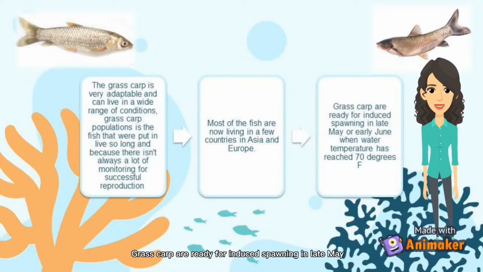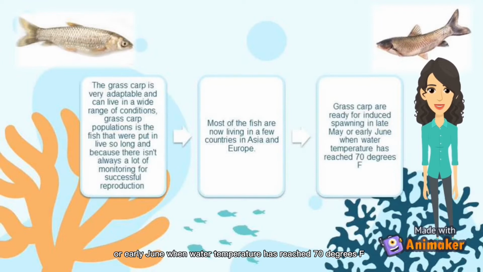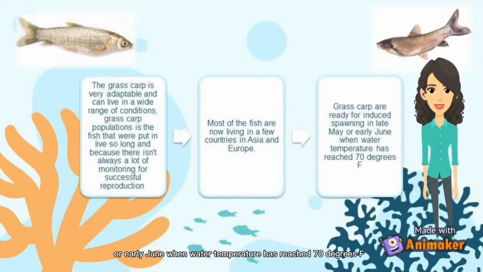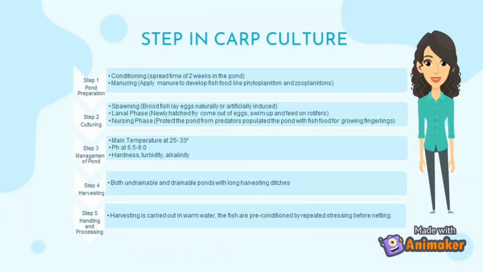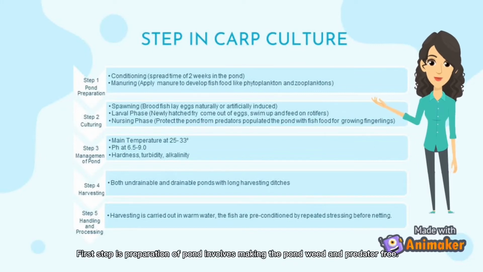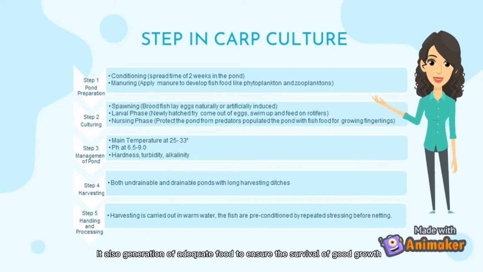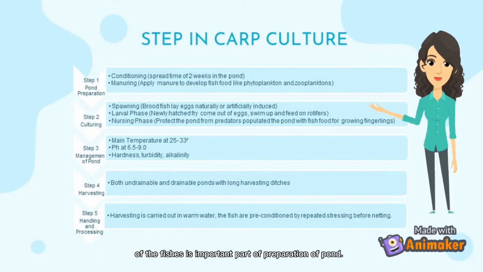The grass carp are ready to be introduced in spring, in late May and early June, when the water temperature has reached 70 degrees Fahrenheit. Next, picture 1 is about the production cycle of the grass carp. These are the steps of grass carp culture commonly used in Malaysia. First step is preparation of the pond, which involves making the pond weed and predator free. It also involves generation of adequate food to ensure the survival and good growth of the fish.